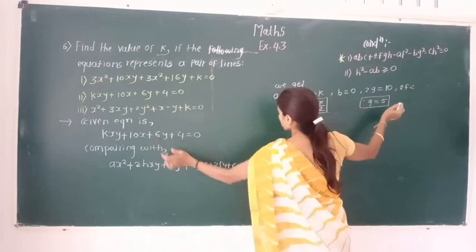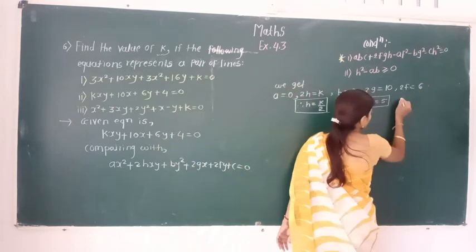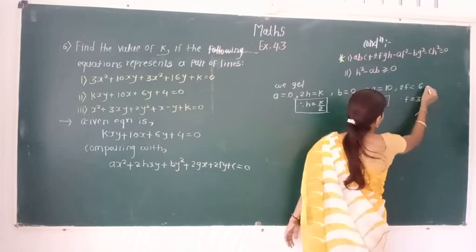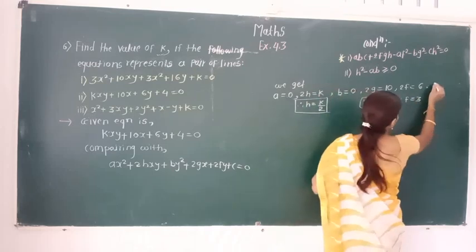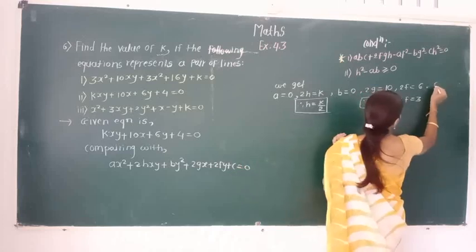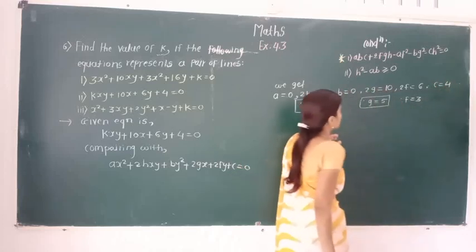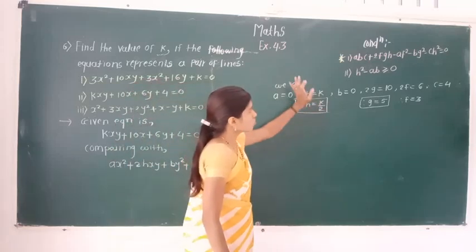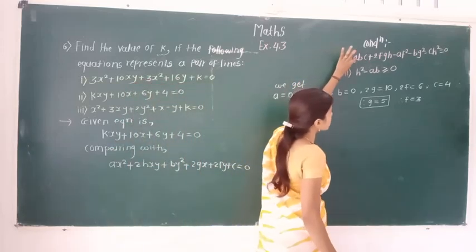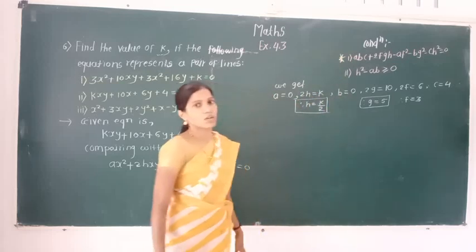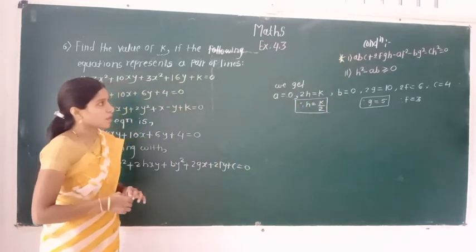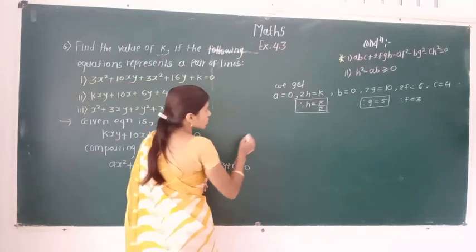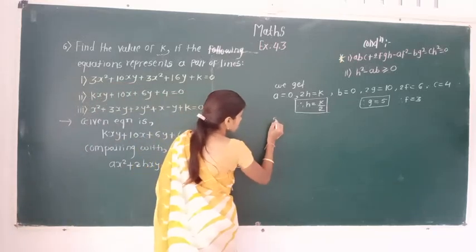2f gives 6. After simplifying this, we get the value of f. Now the constant term is c, and c gets the value 4. For finding the value of k, we take the first condition, and then we get the exact value of k.